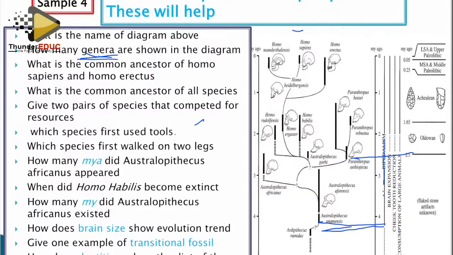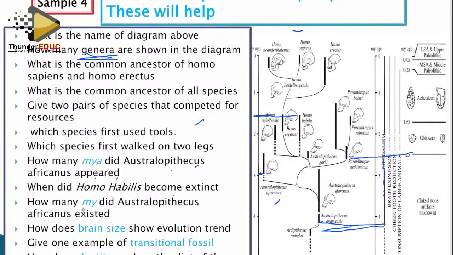Okay, how many million years ago did Australopithecus africanus appear? I look for Australopithecus africanus. I think it is here. Then I calculate. It appeared around 2.9 million years ago. And then when did Homo habilis become extinct? Homo habilis, Homo ergaster, Homo neanderthalensis. Homo habilis is here. It became extinct around 1.6 million years ago.